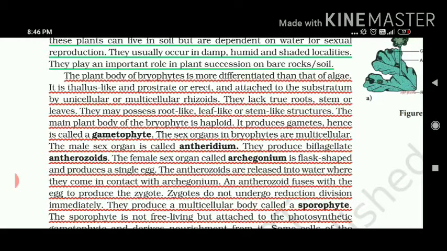And they will come in contact with archegonium. What is archegonium? It is a female sex organ. So what will be the next step? The antherozoid will fuse with the egg and what is going to form? Zygote. I am repeating, gametophyte is haploid in nature. It will produce the gametes. Gametes will also be haploid.